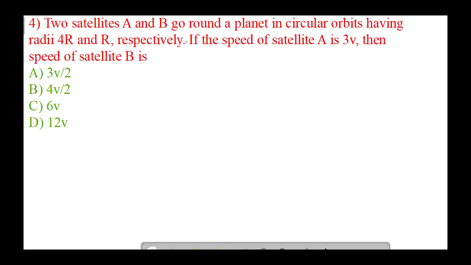Next we come to question number 4. Two satellites A and B go around a planet in circular orbits having radii 4r and r respectively. If the speed of satellite A is 3v, then the speed of satellite B is? So what we are given regarding satellite A, we have two satellites A and B.